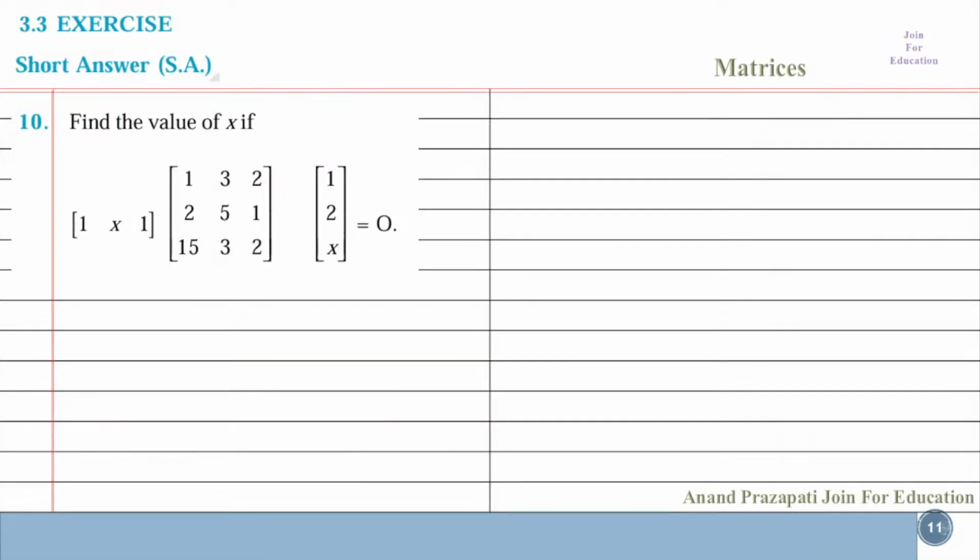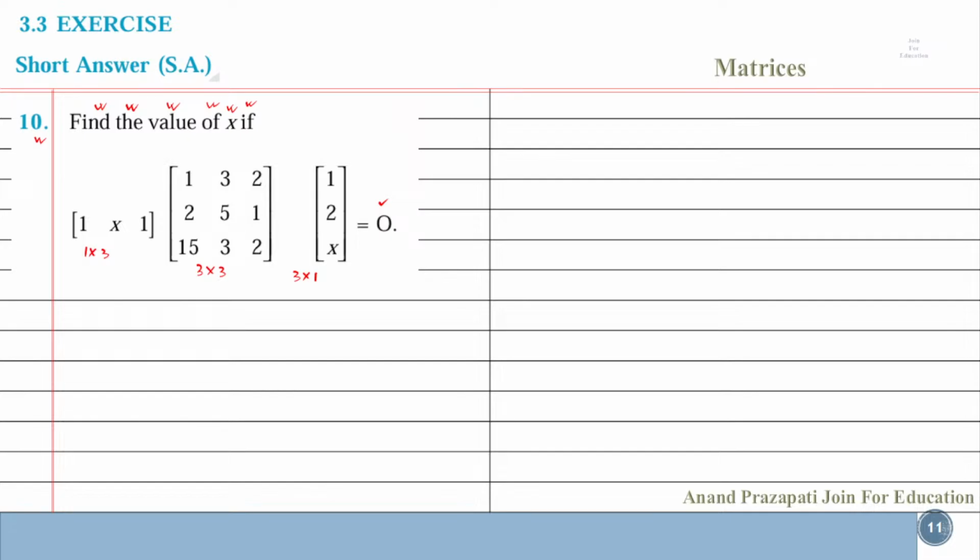Let's see question number 10. In this question, we are asked to find the value of x if this is a matrix of 1 by 3 and this is a matrix of 3 by 3 and this is a matrix of 3 by 1 equal to 0 matrix.